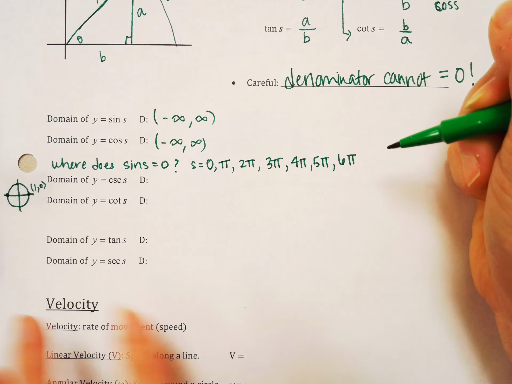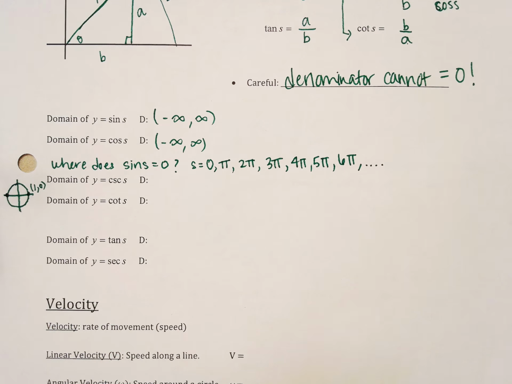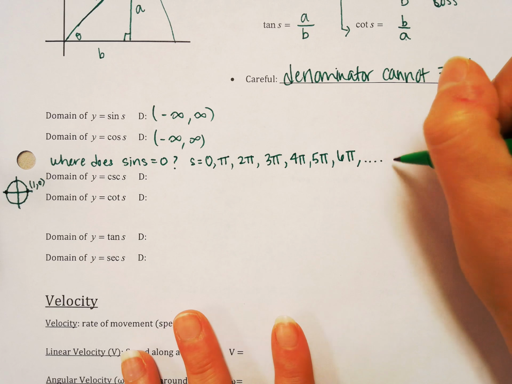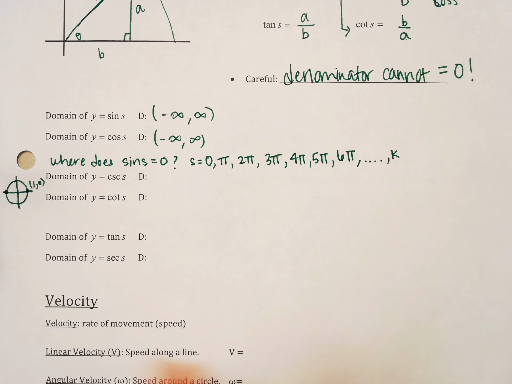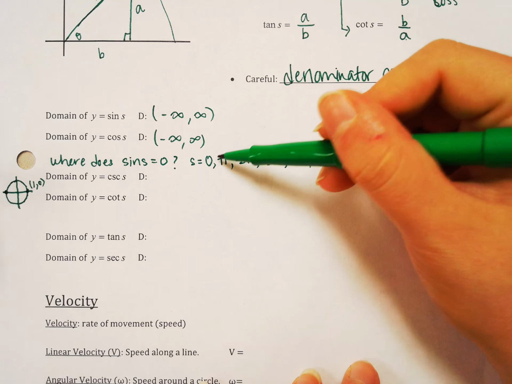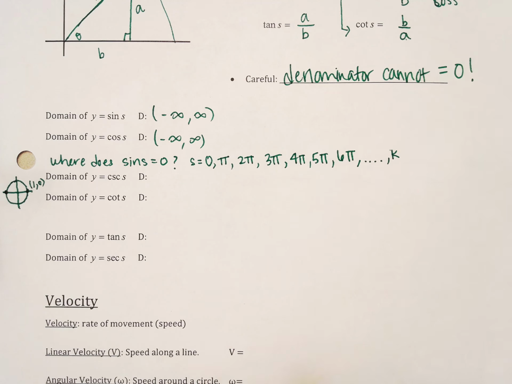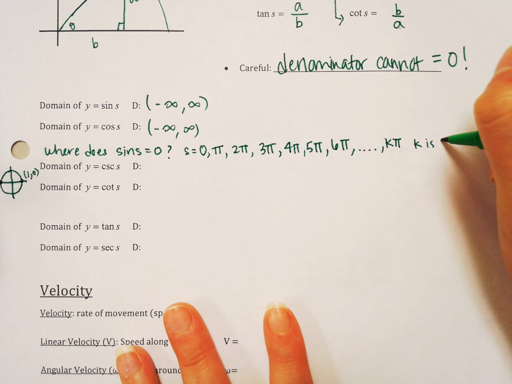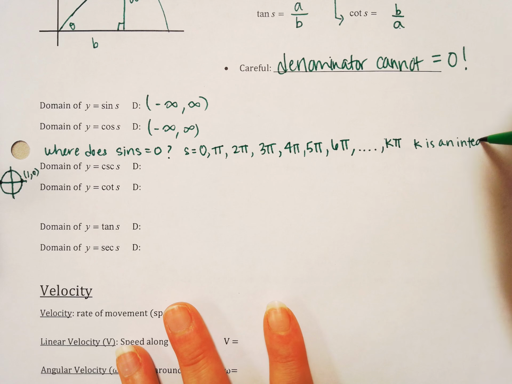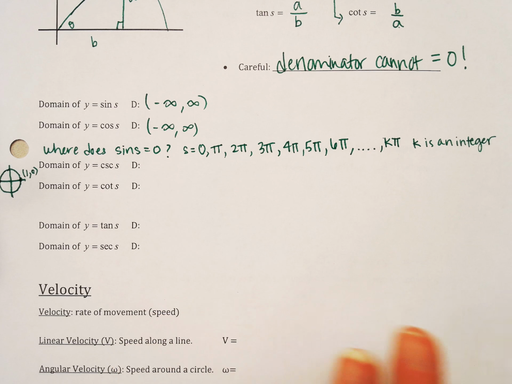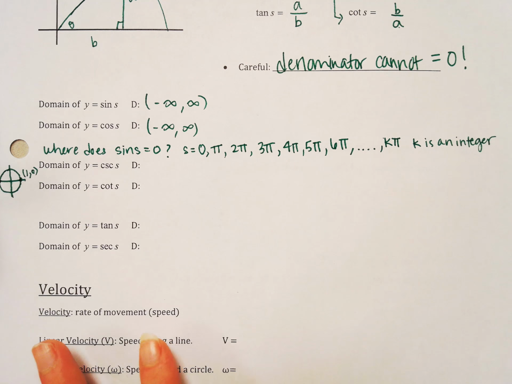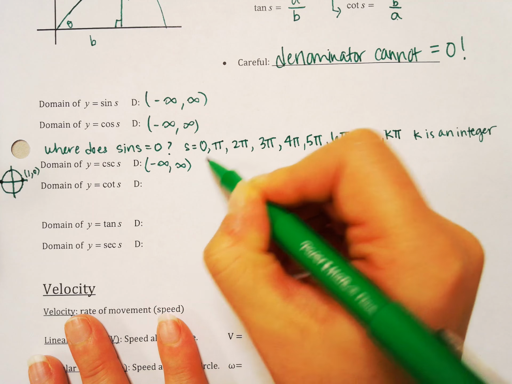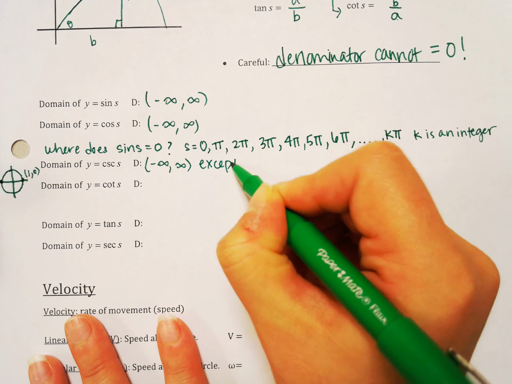So as I'm coming up with all these values, I'm noticing the same pattern, that it's really any multiple of pi. So instead of writing out all of these into infinity, and we could also have negative pi and negative 2 pi, negative 3 pi, we're just going to write k pi, where k is an integer. So a whole number, could be positive or negative. So for our domain, we want to include everything except those values.